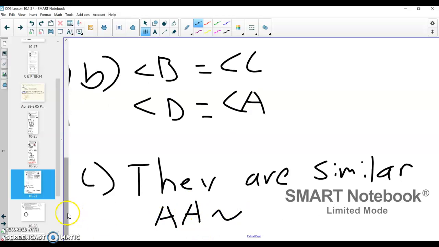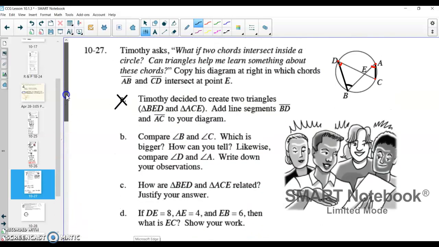Look at all this. This lesson's bringing back so much. It's awesome. And so there's our answer for part C. These triangles, D and A were the same, B and C were the same, so we have angle-angle similarity. And actually E is the same on both sides because that's a vertical angle, but we don't need that to say that they're similar.